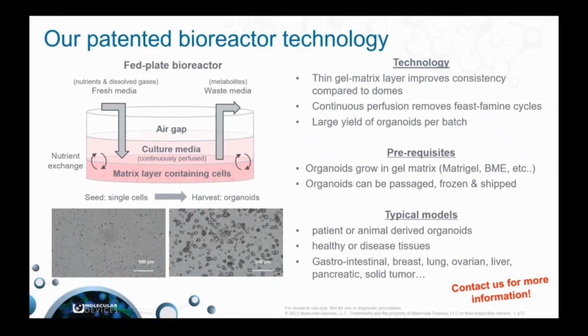So they need to be in a position where they can be passaged, frozen, and shipped to us to continue the process. And we typically work with patient or animal-derived organoids, and these can be healthy organoids or diseased tissue. And they're typically also epithelial organoids, so common examples would be from the GI tract, breast, lung, ovarian, liver, pancreatic, or solid tumour. But if there's interest, then please do get in touch. We can always discuss your needs further.